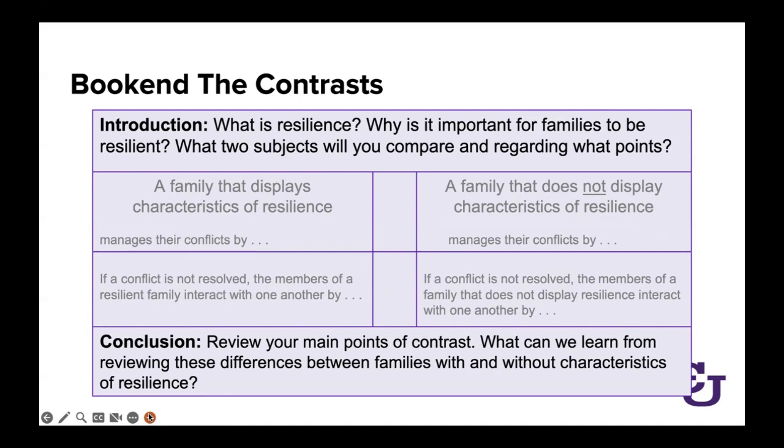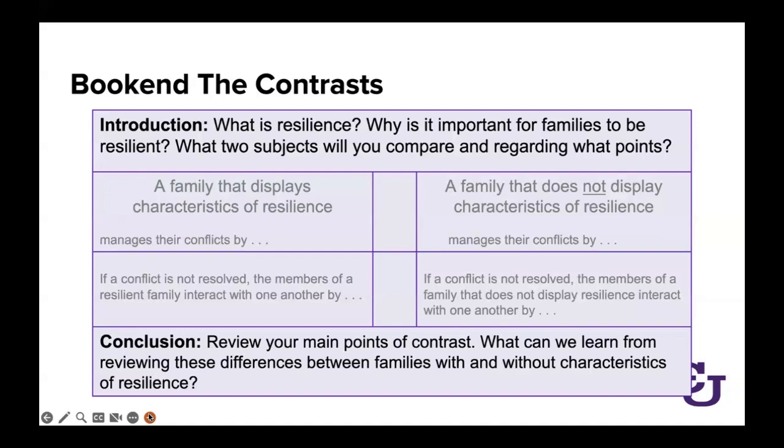That's the breadth. That's the middle part of your paper. You've got an introduction. What's resilience? Why is resilience important for families? What two subjects will you compare regarding what points? Then you've got the middle section of your paper. You're going to either do point by point or you're going to do block for your comparison and your contrast. Then you're going to write a conclusion.